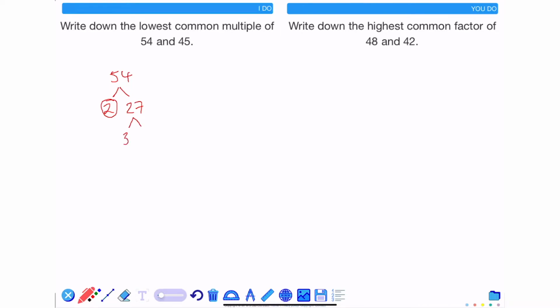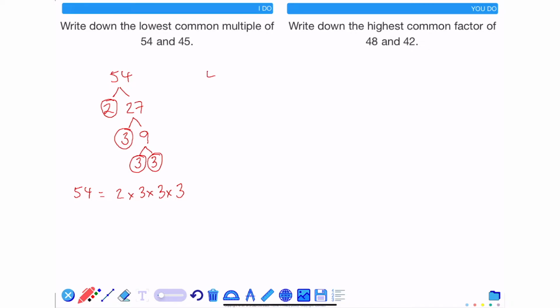27 can be split into 3 and 9. 3 is a prime number, and splitting 9 into 3 and 3 means that 54 can be written as 2 times 3 times 3 times 3.